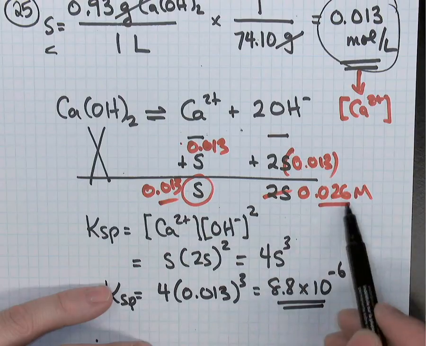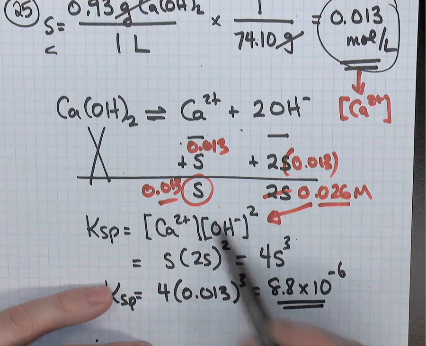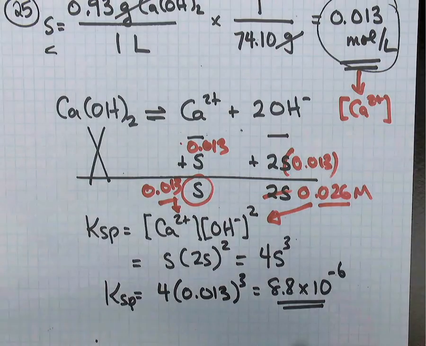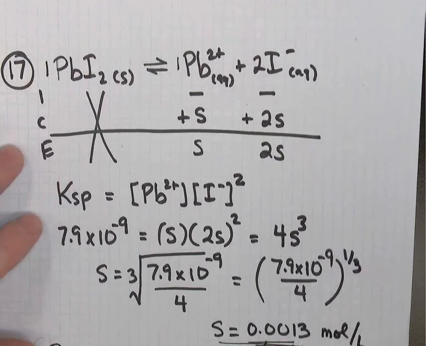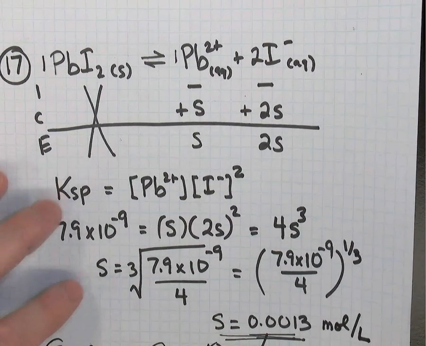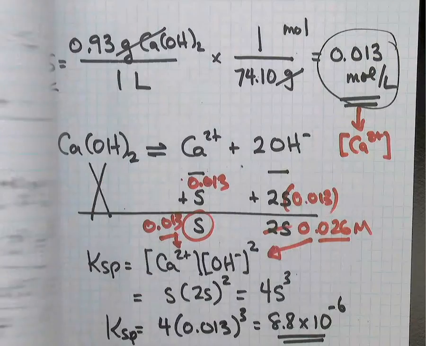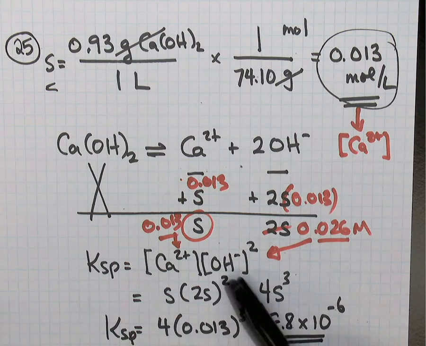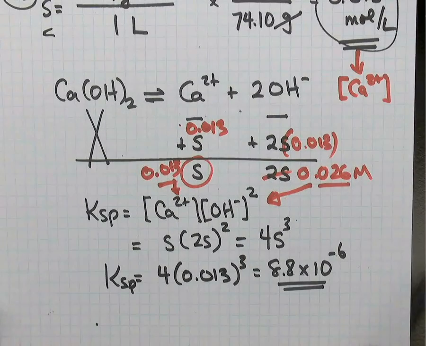Now that you know those two numbers, you could have just put those numbers into the KSP expression and found KSP that way. Personally, I prefer to do it the way we did first, with the solubility letter S and then substituting at the end. That way the basic setup of doing the problem is the same when we are given the KSP, like we were back in number 17. We can set it up in exactly the same way to find the solubility. Or in number 25, where we take the solubility, set up the same way to go find the KSP.